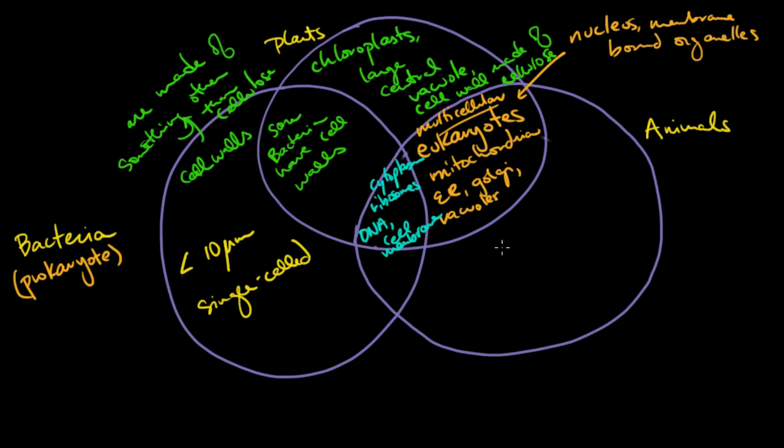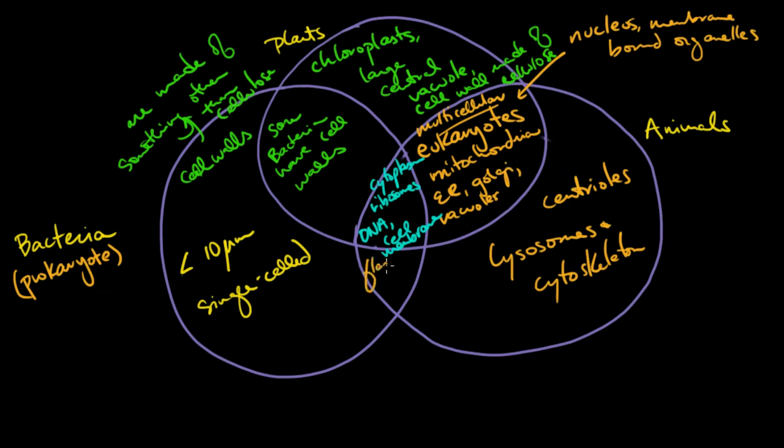Animal cells have lysosomes and a cytoskeleton. And to foreshadow, there's another thing that they have that plant cells don't, and they're called centrioles. We'll talk about that when we talk about mitosis. And one thing that I pointed out is that bacteria have flagellum and cilia, but so do some animal cells. So maybe that's what we can put here. There's a flagellum. Some animal cells do, and some bacteria do. Flagellum and cilia.